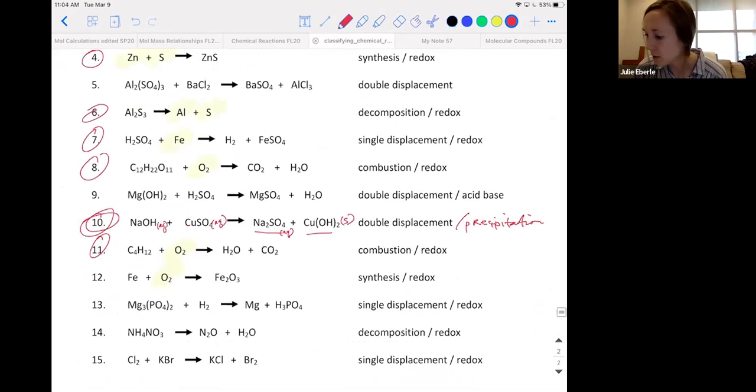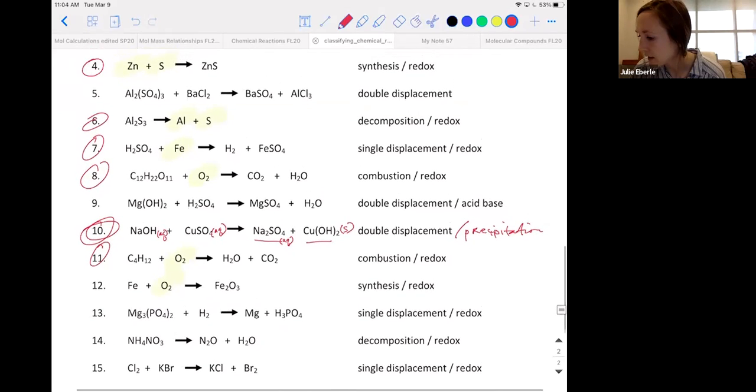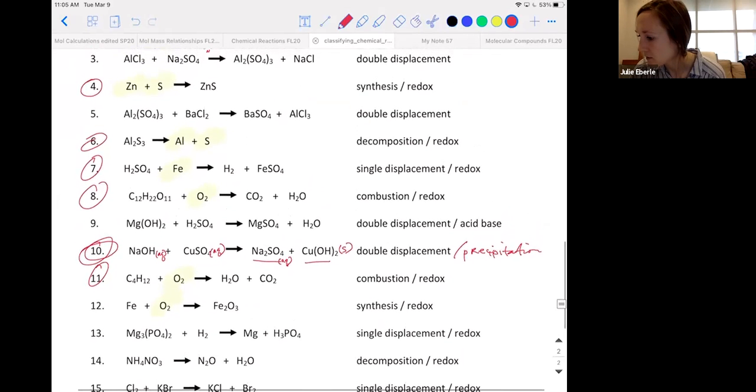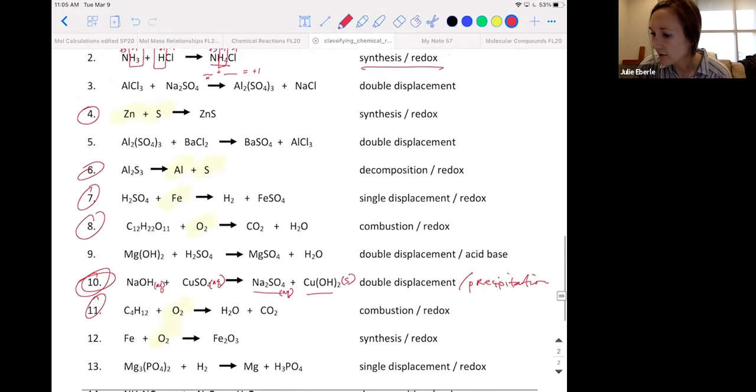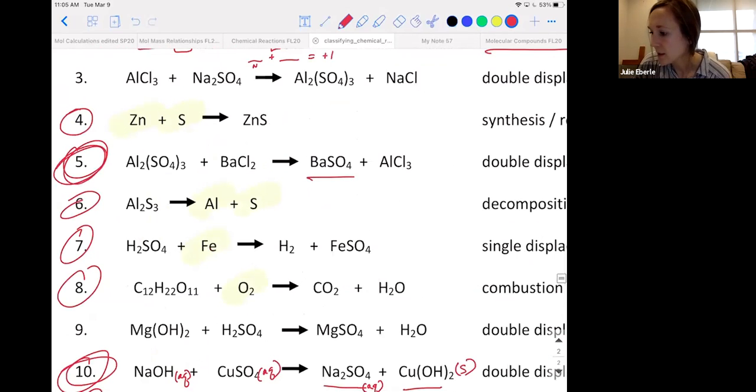I think there was another one. Let me see if I can identify another one. Number 5, barium sulfate. Barium sulfate is an exception, so that one forms a solid. So that one is a precipitate as well, number 5. AlCl3 is aqueous. Okay, any other questions on this?